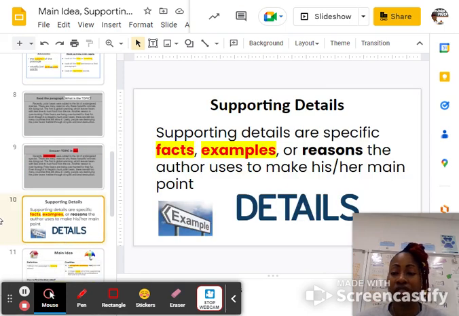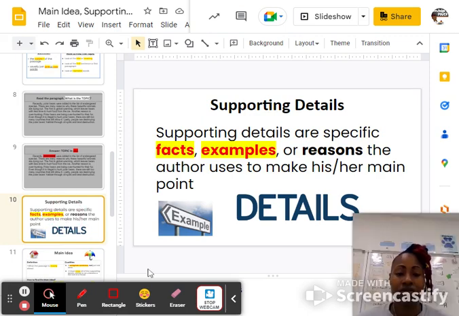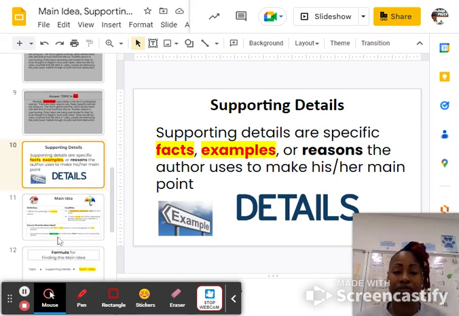Next, we want to look at supporting details. So go to slide 35 in your digital notebook. Slide 35 in your digital notebook. Supporting details are specific facts, examples, or reasons the author uses to make his or her main point. It's the facts, the examples, or the reason the author uses to make his or her main point.